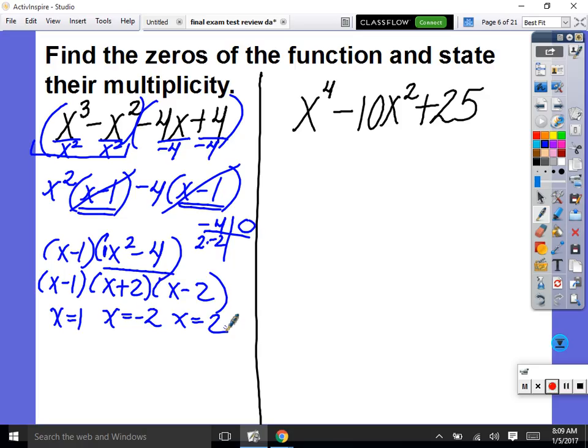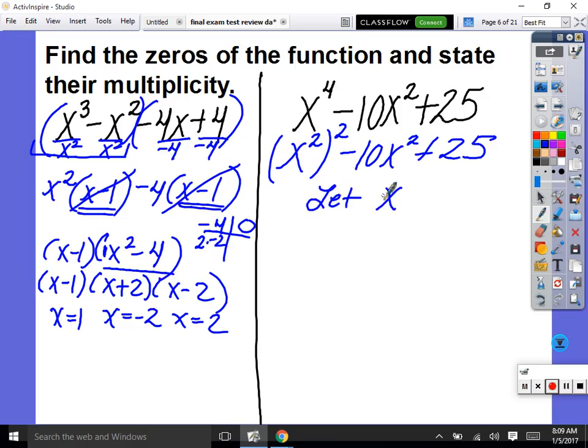Good. It's a U substitution, so it's quadratic in form. So we know that x to the 4th is x squared squared, correct? Minus 10x squared plus 25. So we know that we can make a U substitution here. We're going to say, let x squared be U. So wherever there's an x squared, we're replacing it with u. So we have u squared minus 10u plus 25.